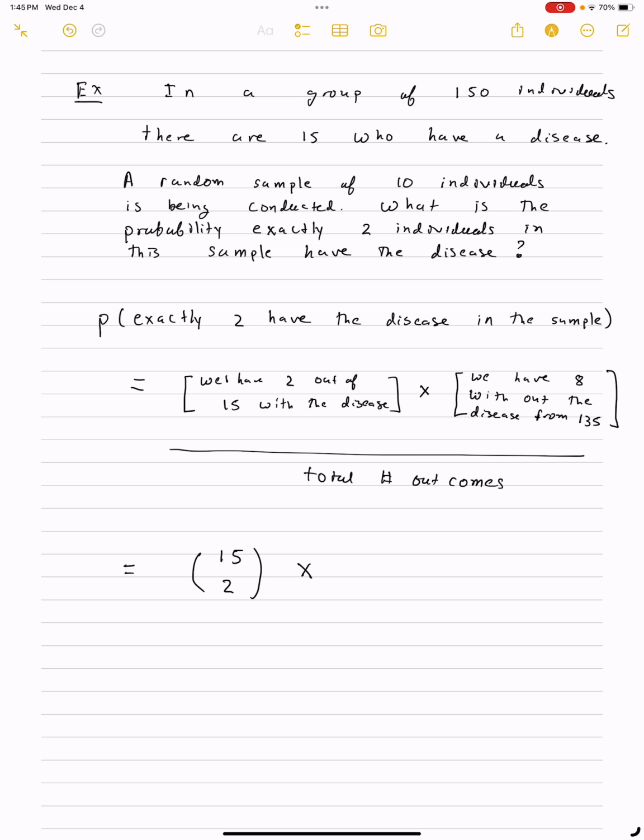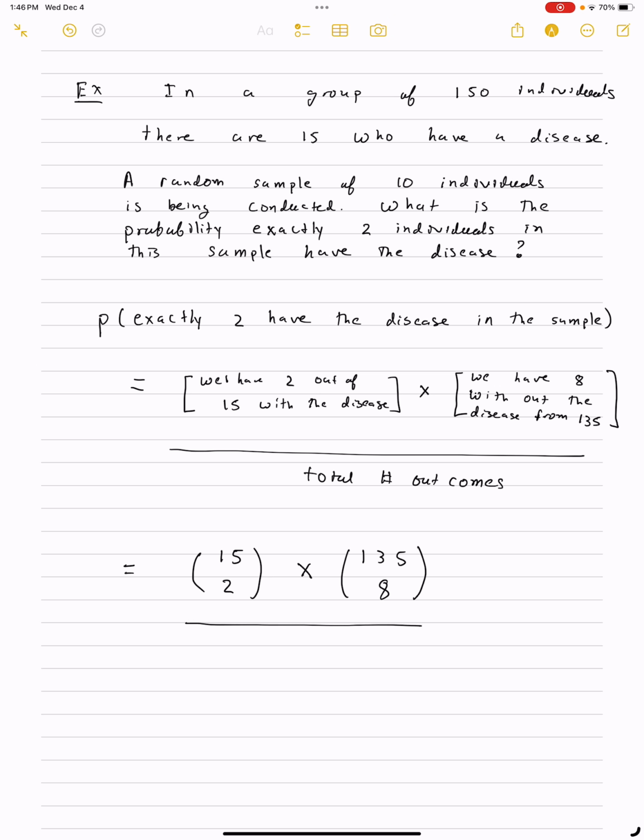times the number of ways we have 8 people without disease. Well, there's 135 people without the disease. It doesn't matter whether you're the first person, the second person, or the 8th person selected without the disease. It just matters that you don't have the disease and that you're one of the 8. So this is going to be 135 choose 8. And that's why it's a combination, because the order doesn't matter. You just need to be one of the 8.